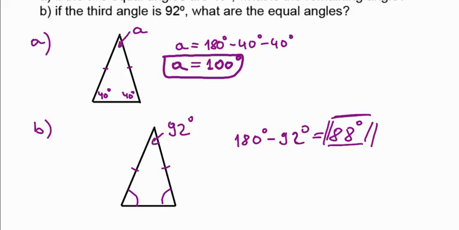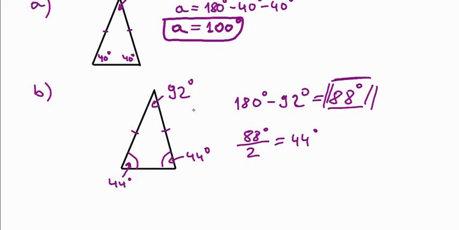So how we can get the individual angles is that we can take 88 and divide them in half so that we can get two of the same angles, which turns out to be 44 degrees. So that means that this one is 44 and this one is 44. Now, if we're not sure that's correct, we can add up these three angles and see if we get 180. So if I check by doing 92 plus 44, another 44, I should get 180 if we did everything right.